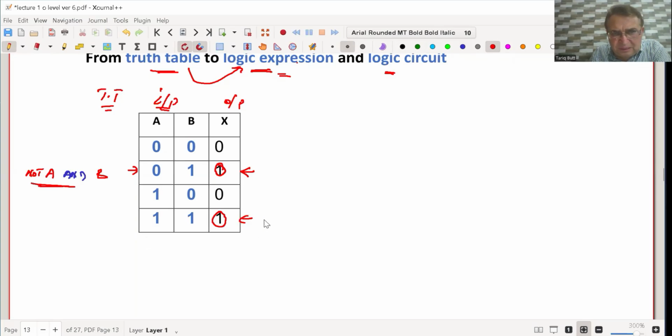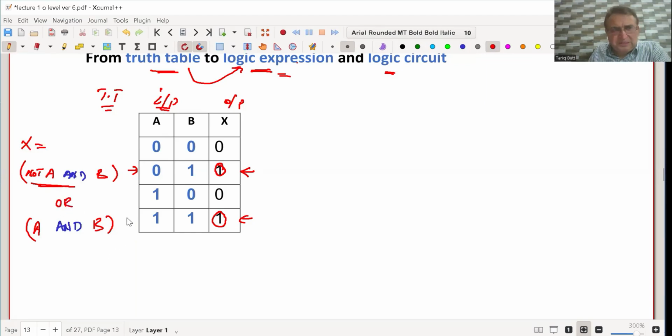Similarly, do for this row where A is 1 and B is 1. So A and B, and that's it. So this sub-expression against this one, this sub-expression against this one, and then you have to just OR these. So X is what? This, or with this. That's it.